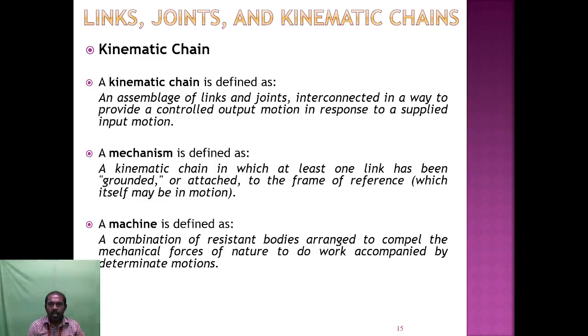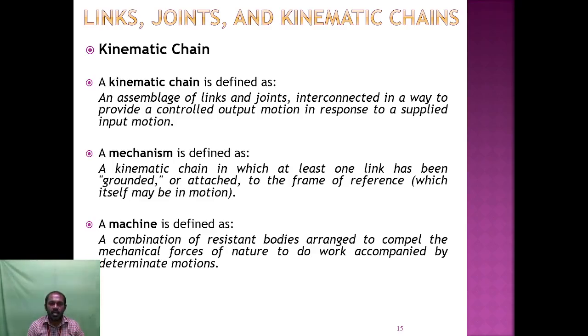And the next one is the kinematic chain. We already discussed link and joint, which continues into the kinematic chain. A kinematic chain is a series of linked joints, as well as an assembly of links and joints interconnected in a way to provide a controlled output motion in response to a supplied input motion. So the kinematic chain has 2 main things: one is a mechanism, another one is a machine.